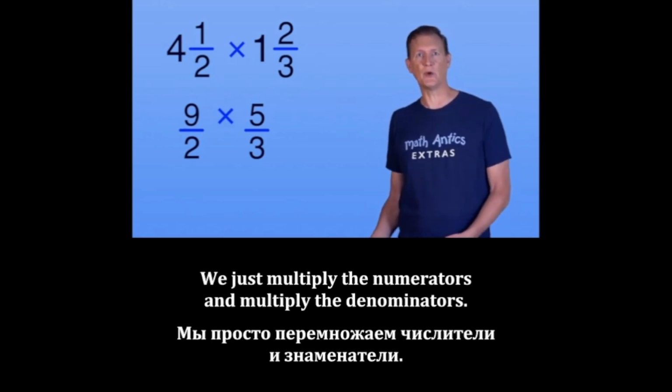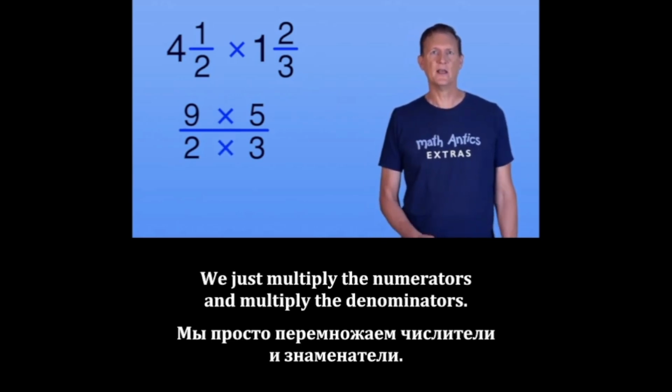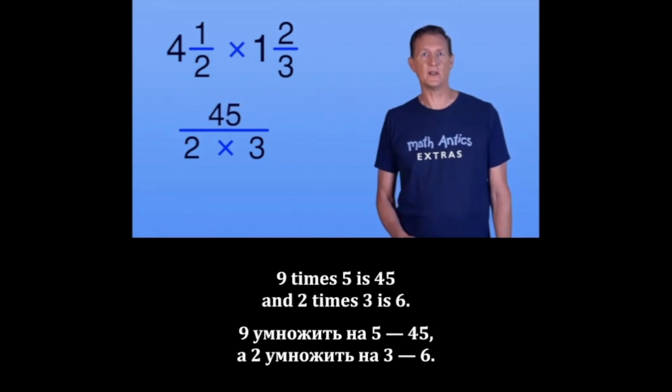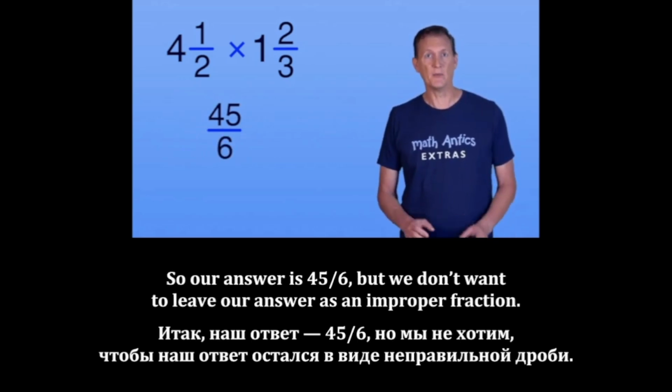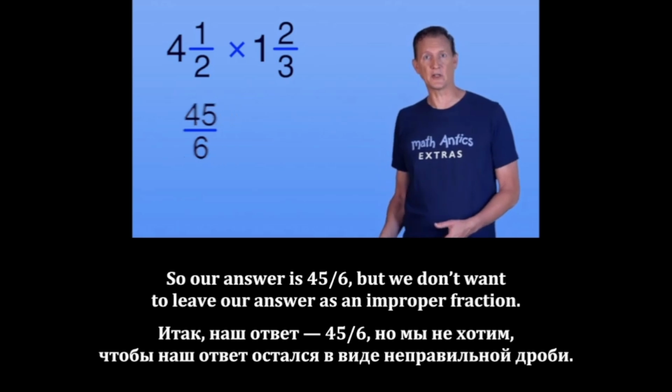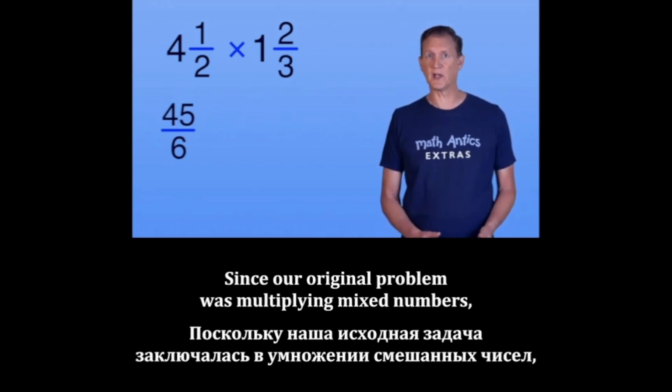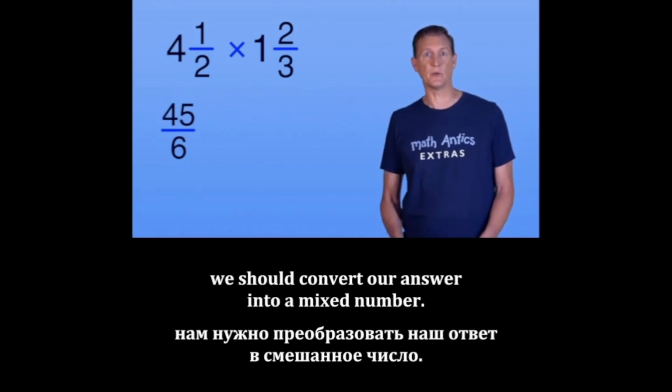We just multiply the numerators and multiply the denominators. 9 times 5 is 45, and 2 times 3 is 6. So our answer is 45/6. But we don't want to leave our answer as an improper fraction. Since our original problem was multiplying mixed numbers, we should convert our answer into a mixed number.